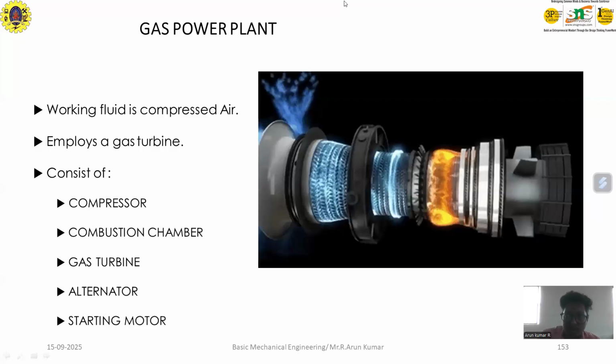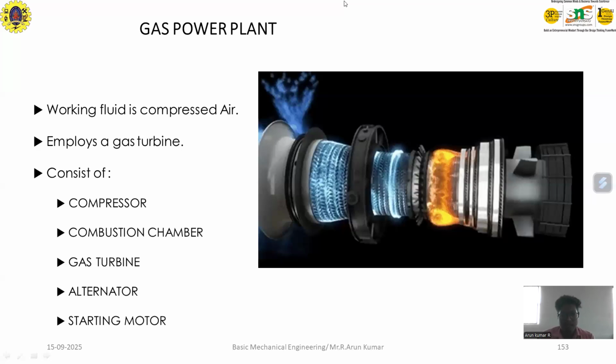In the initial stage, we have to consider how the open gas power plant works. Why? Because the gas power plant is widely classified into two types. One is called the open cycle gas power plant, and another is called the closed cycle power plant. So what are the main components we use when constructing the gas power plant?